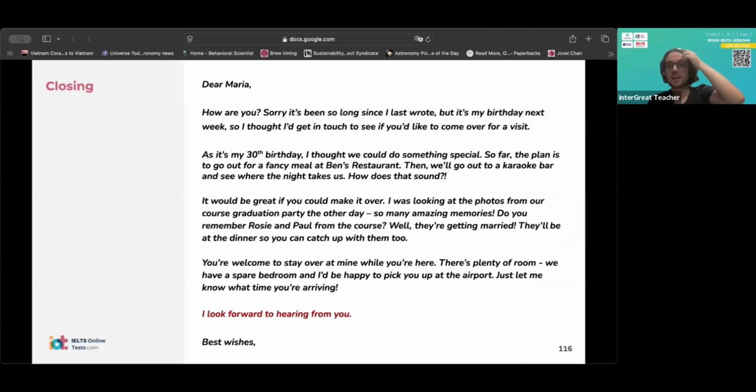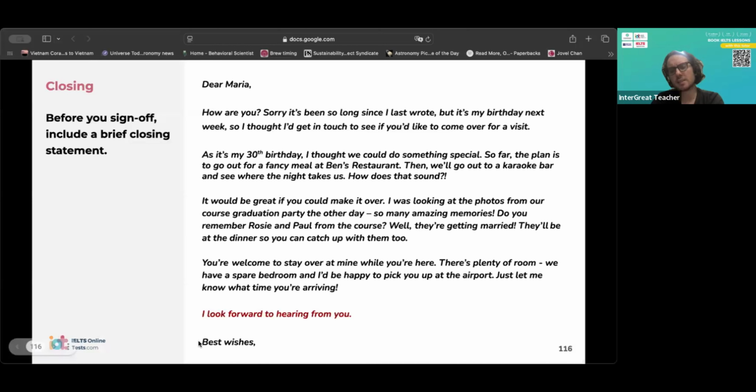And altogether, that's kind of how it looks. And remember that with task 1, we're only going to need to write 150 words. So it will look a lot shorter than the essay. And I forgot to mention, before you finish writing about all those 3 bullet points and then finish your letter, we should use the closing statement and the sign off.